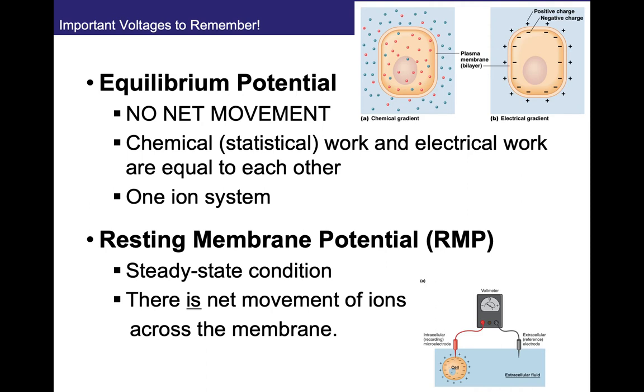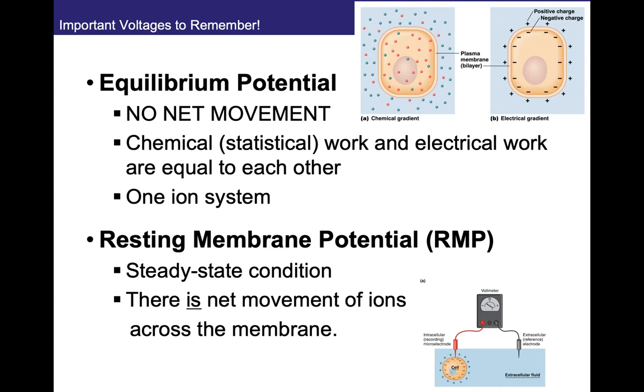Here's where we're going. We're going to learn about the difference between the equilibrium potential and the resting membrane potential. As we've already talked about, the equilibrium potential is the voltage that would have to exist in order to prevent the net movement of any ion down its concentration gradient. So when the actual cell is at the equilibrium potential, there is no net movement of that ion. This is where the chemical force and the electrical force are exactly balanced, but opposite in direction.